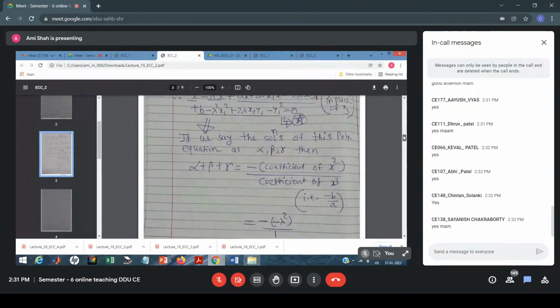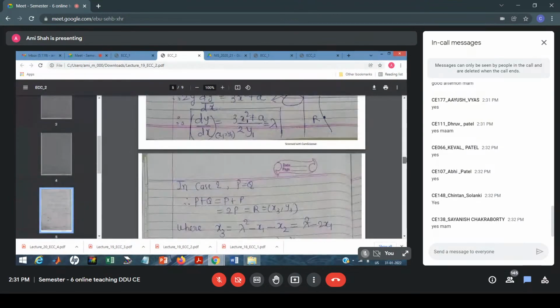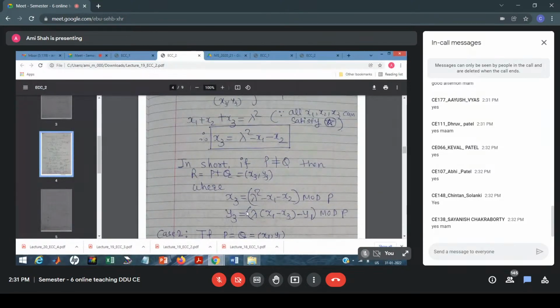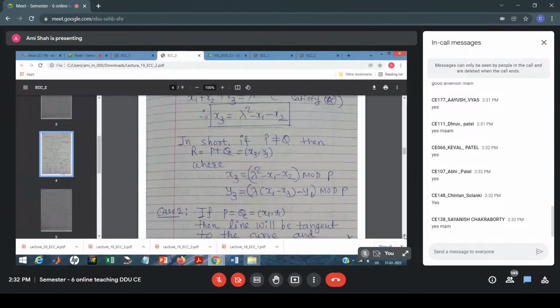This lambda. In that case, you have to use x3 equals lambda square minus x1 minus x2 mod P, and y3 equals lambda times (x1 minus x3) minus y1 mod P, right? Where lambda is y2 minus y1 divided by x2 minus x1. So this is the first case that I have discussed. You have to remember that.